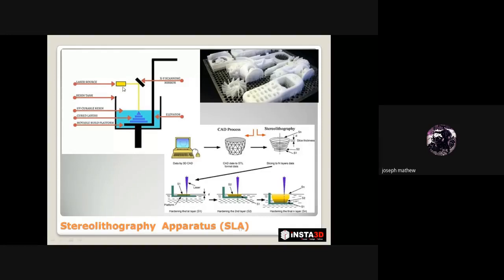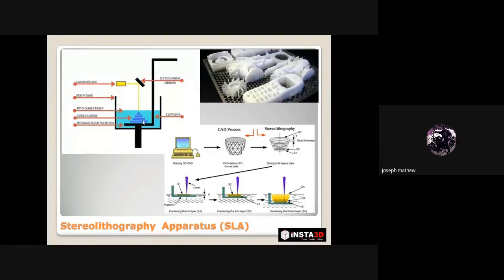This yellow UV based laser source emits UV light, and the XY scanning mirror reflects this UV light into the resin tank. This resin tank is filled with thermoset resin, and the platform just adjusts the height as per the layer height of the component. Typically, the layer height achievable in an SLA 3D printer is from 25 microns to 100 microns, which is 0.025 mm to 0.1 mm. So this is the minimum and maximum layer height achievable in the SLA machine.